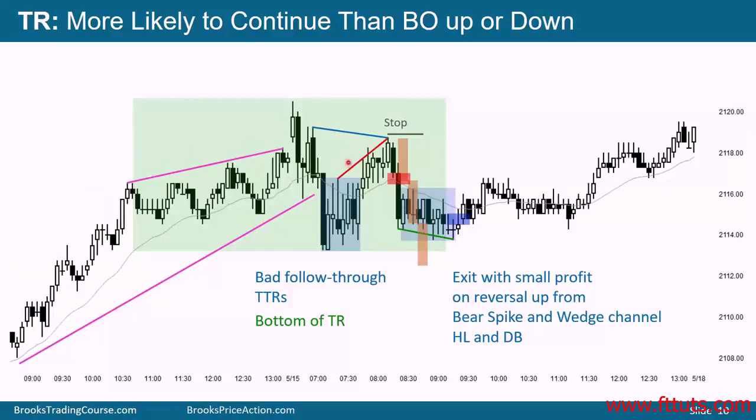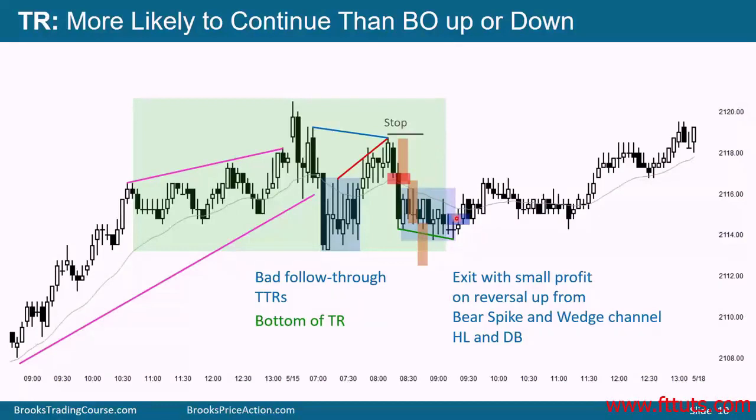What do you do? You took the short, thinking 40% chance of a swing down. Now, this is making you wonder if your premise is correct. If you begin to think that your premise is no longer valid, you have to exit your trade. And it's reasonable to exit here. We have a wedge bottom, a higher low, terrible follow through after the initial sell up. So it's reasonable to exit here.